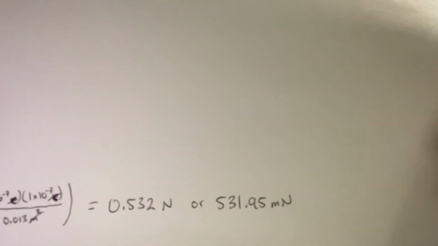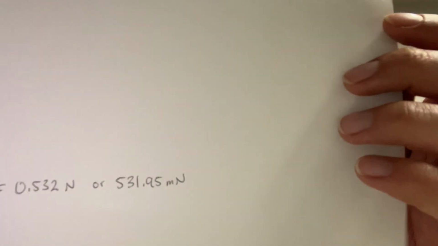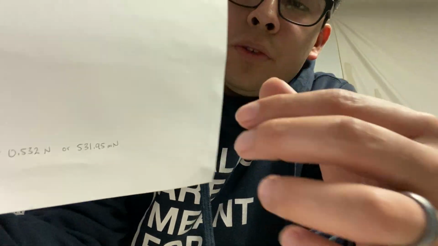And as you see there, the final value for the force between these two balloons is about 0.532 newtons, or 531.95 millinewtons, which I would say is roughly accurate, if we assume that that is the charge on the balloons.